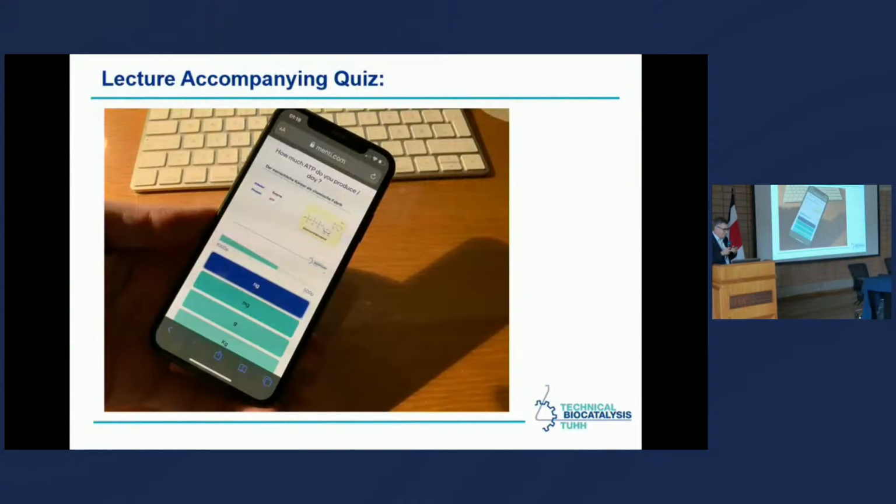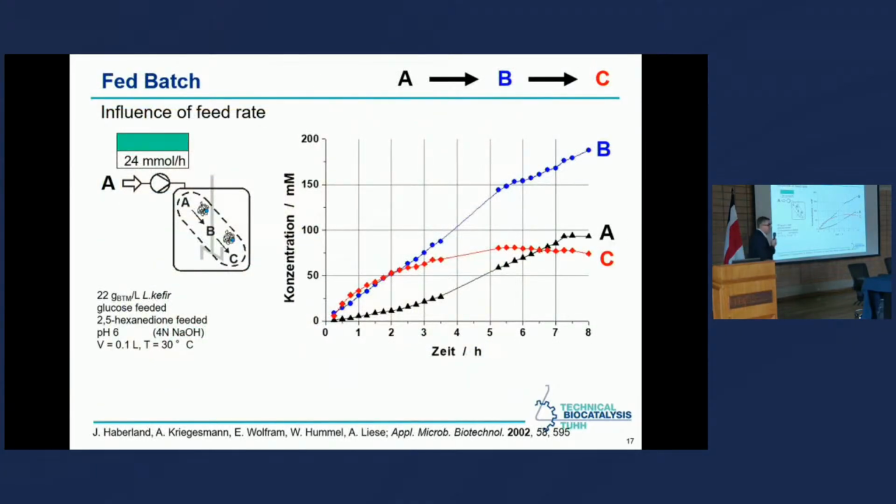Okay, back to our experiment. This is what we started off with. The right answer was that the feed rate was too high. So let's run the same experiment in the lab and reduce the feed rate. This we do stepwise.